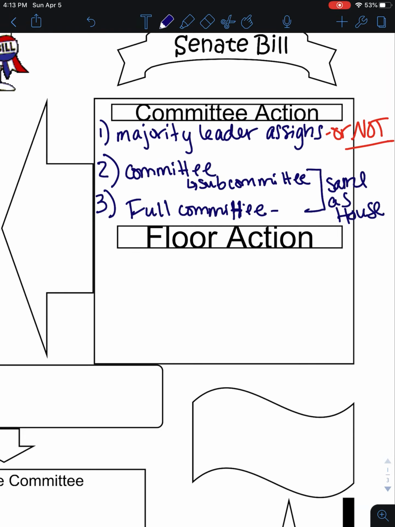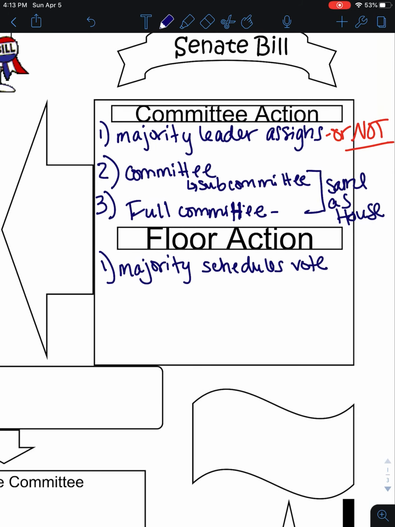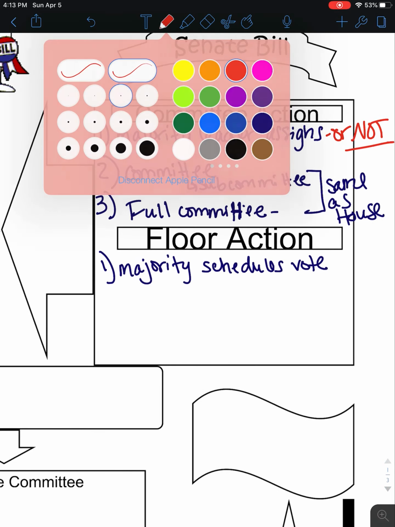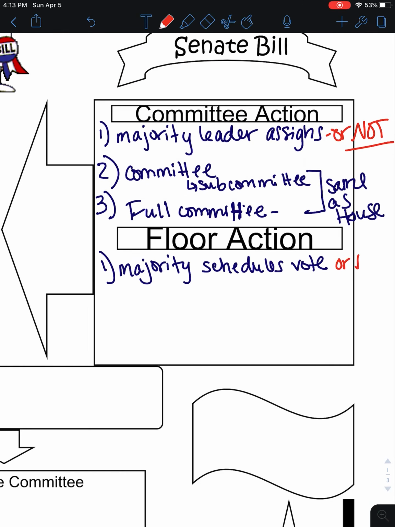All right, so let's say, like on the House side, it makes it through the committee, then it's going to go back to the floor. And the majority leader will schedule the vote of that bill. Guess what? That majority leader could decide not to schedule that vote, and that bill dies.